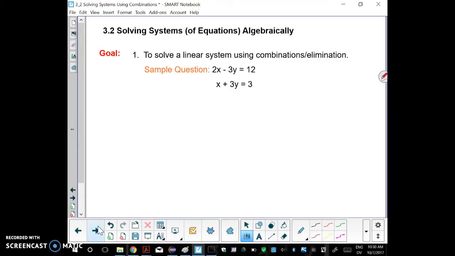All right, 3.2. Just taking notes in your notebook. The goal for today is to solve a linear system using combinations or elimination. It'll be a system again, two equations, just like we've been doing. The difference is previously we graphed them, like we put them in y equals form and graphed them. This time around, we won't be doing any graphing. We're going to do this other method called combinations elimination. So jot down the goal quick, and then here we go.